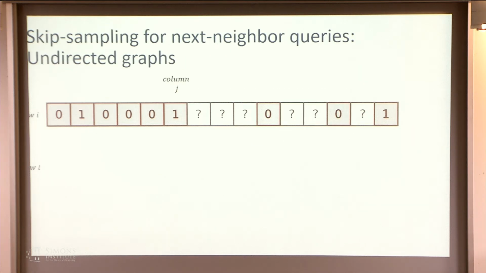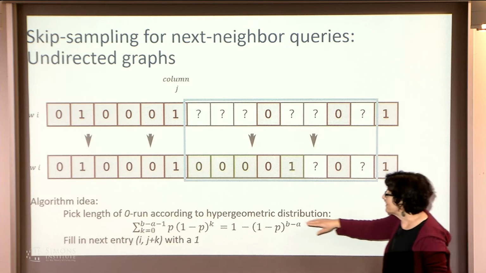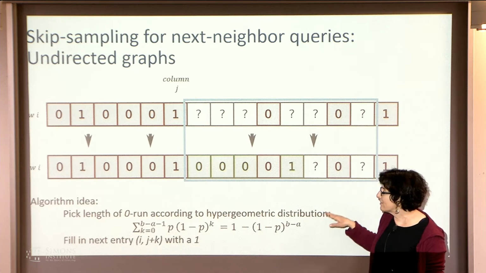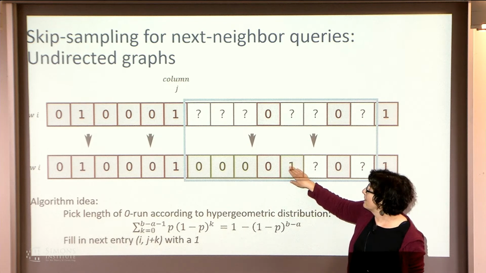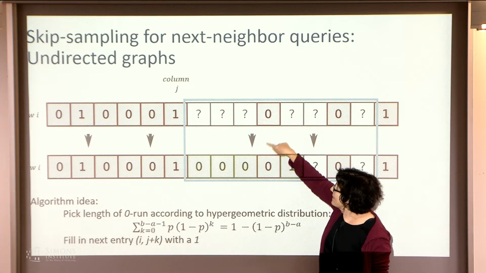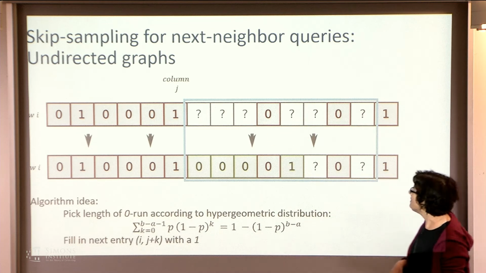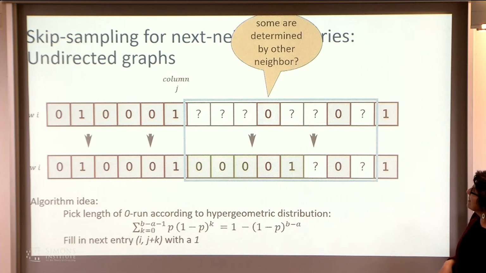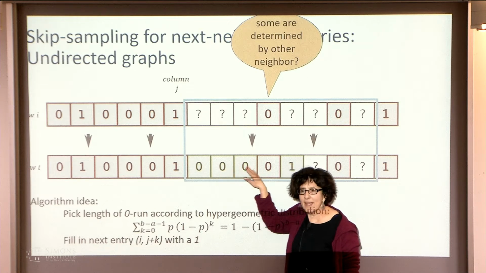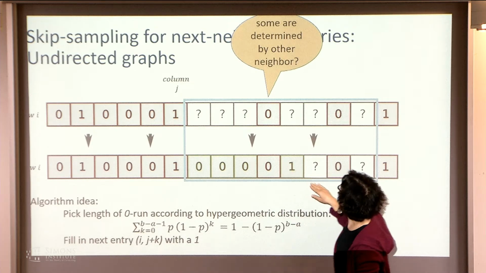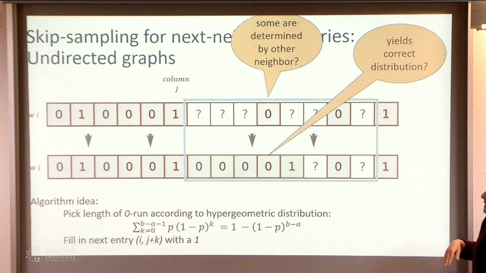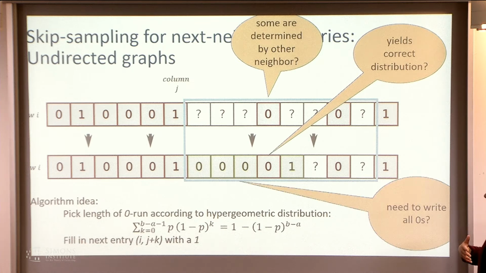All right, so what do we do when it's an undirected graph? Okay, so here we have a similar thing. We picked the length of the zero run according to the hypergeometric distribution. We filled in the next entry. But this was already a 0. So is that okay? Well, we have to talk about that, okay? Some of the locations here may have already been determined by the other neighbor. And if that's the case, we need to make sure we're still outputting according to the correct distribution, okay?